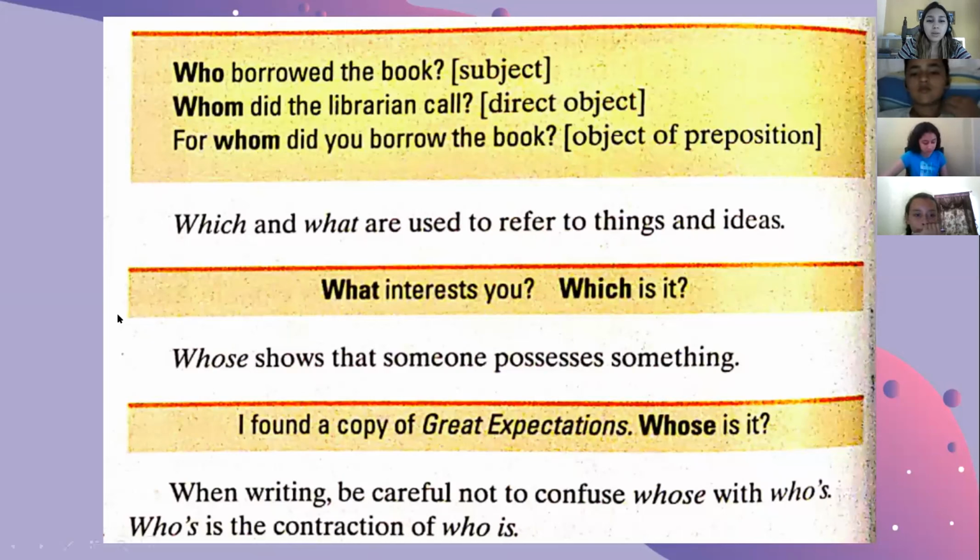Okay, so I want you guys to copy this in your notebook, but let me explain first. Now, which and what are used to refer to things and ideas. Remember that we use who and whom for people, for persons. And we use which or what to refer to things and ideas. For example, what interests you?